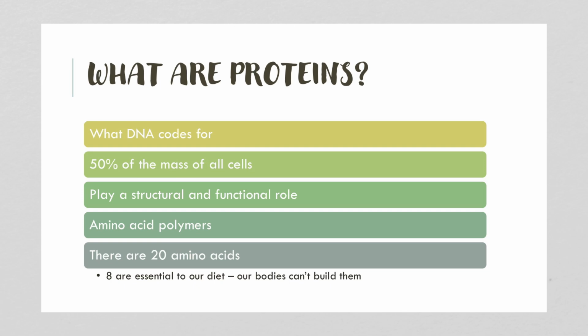They are amino acid polymers, so they're made of many amino acids joined together. There are 20 amino acids, and 8 of them are essential to our diet, meaning that our bodies can't build them from their component parts. We have to actually ingest them through our diet.